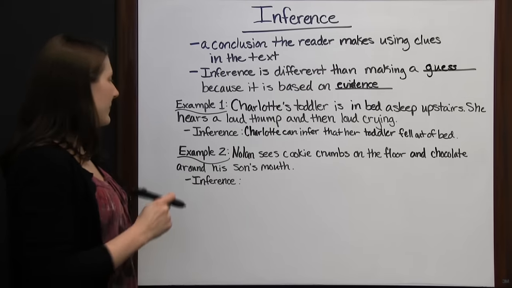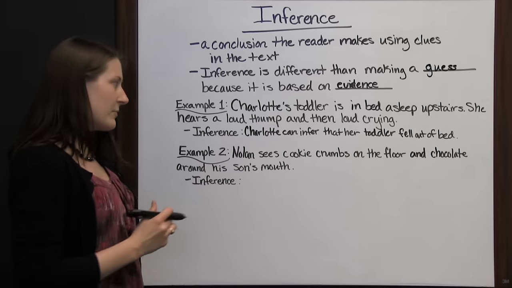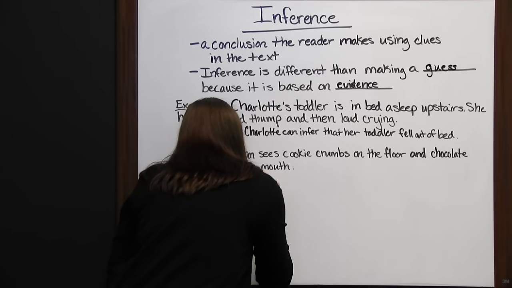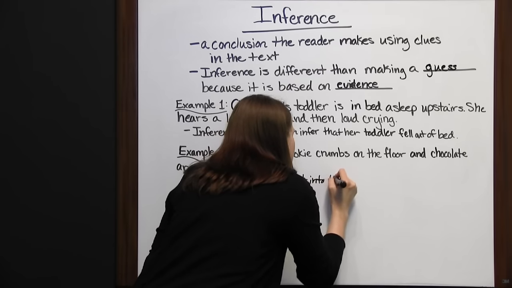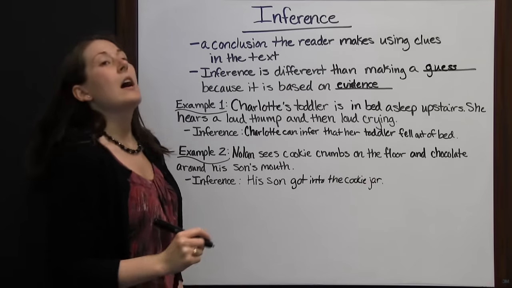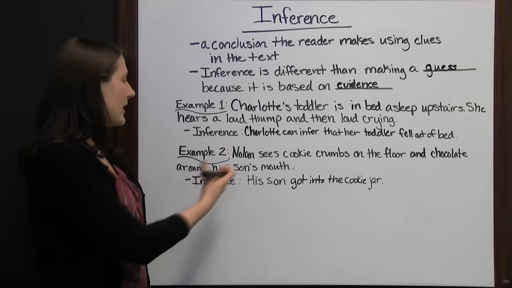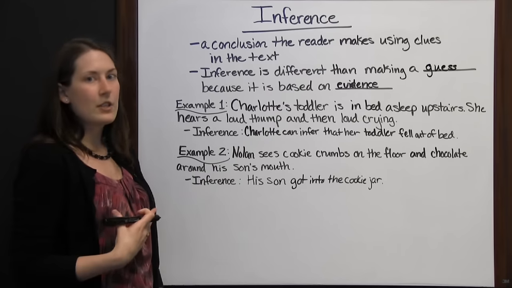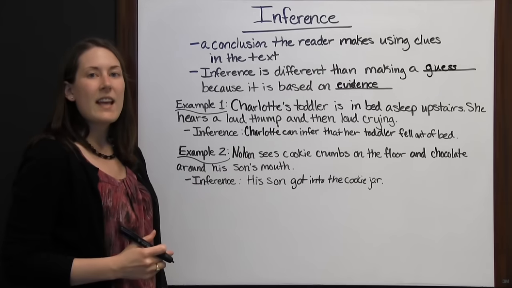So let's look at another example. Nolan sees cookie crumbs on the floor and chocolate around his son's mouth. So cookie crumbs on the floor, chocolate around his mouth, is going to tell you that Nolan's son got into the cookie jar. And it may not be the cookie jar, it may be that he got into a pack of cookies, but you don't really know the rest of that. You just know that if there are cookie crumbs on the floor and chocolate around his son's mouth, that the kid got into cookies somehow. So you can infer he got into a cookie jar or a pack of cookies without the author explicitly saying that to you.